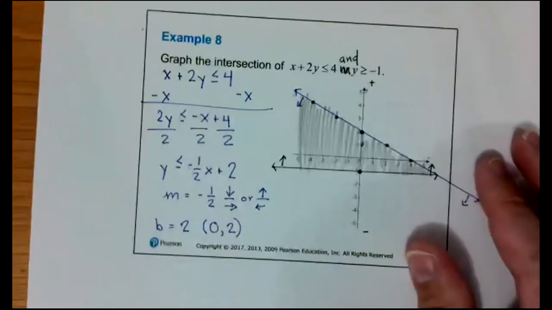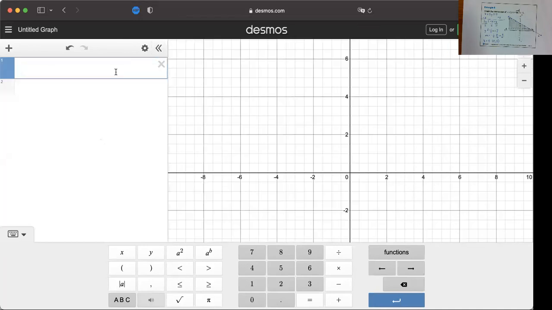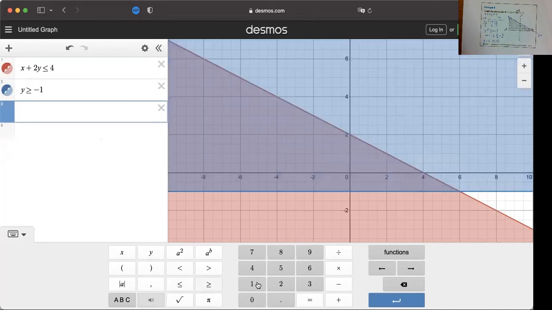And before I let you go, I will just put that into Desmos so you can see what they would do with it. They had x plus 2y is less than or equal to 4. And then they had y greater than or equal to -1. So they put 2 different colors up, and then the darkest part is the part that is true for both. So that's your solution. But it does look like our solution.